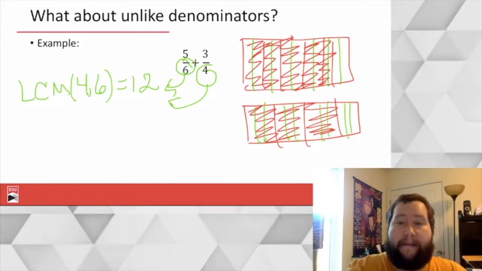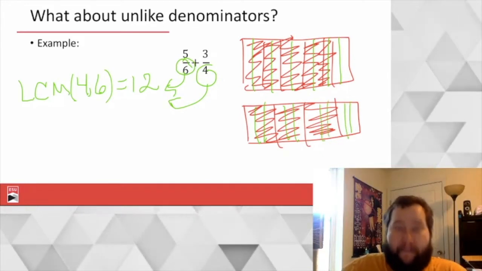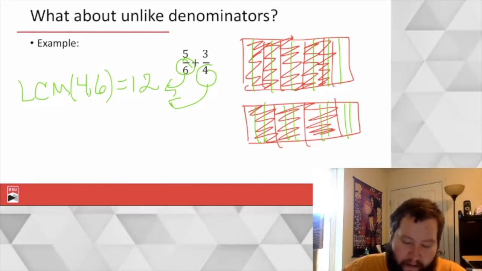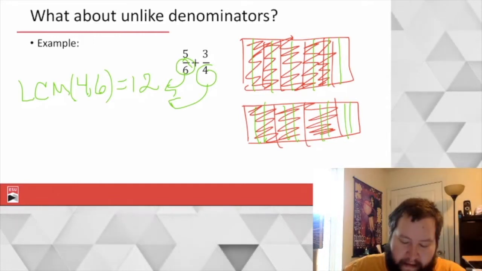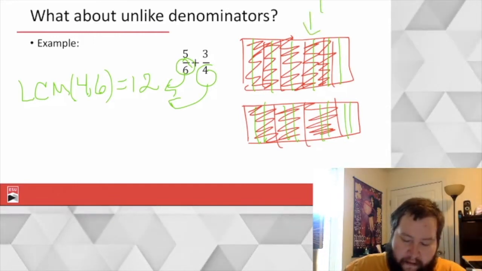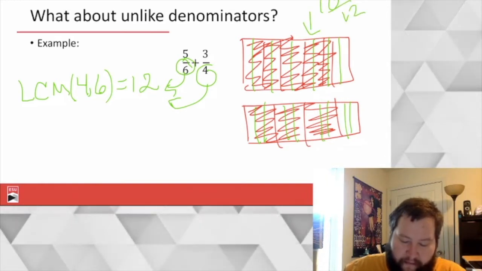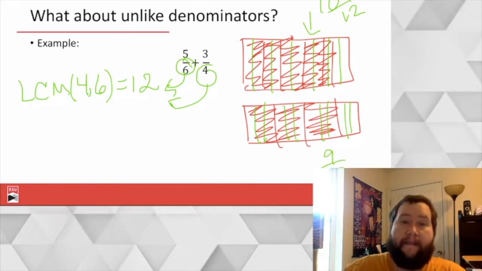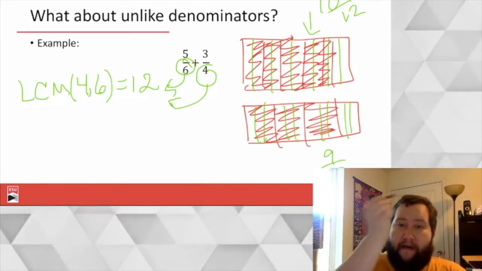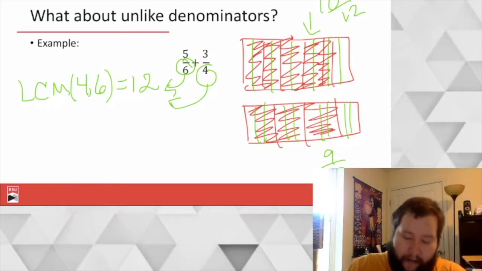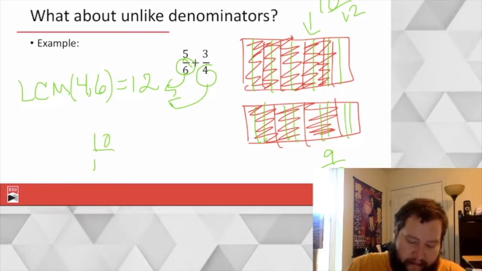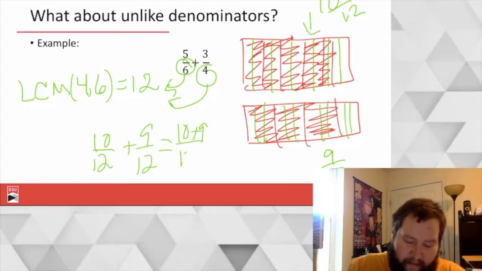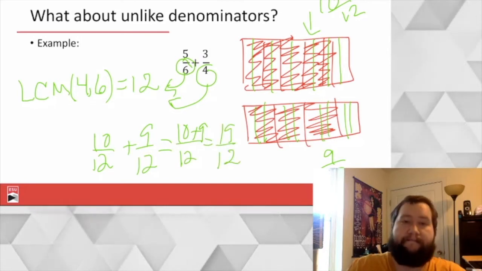And now what happens when we compare these two is we no longer have unlike bases because we have 1, 2, 3, 4, 5, 6, 7, 8, 9, 10 twelfths up here, and we have 1, 2, 3, 4, 5, 6, 7, 8, 9 twelfths down here, and now our previous definition of addition will work. 10 twelfths plus 9 twelfths is just 10 plus 9 twelfths, or 19 twelfths.